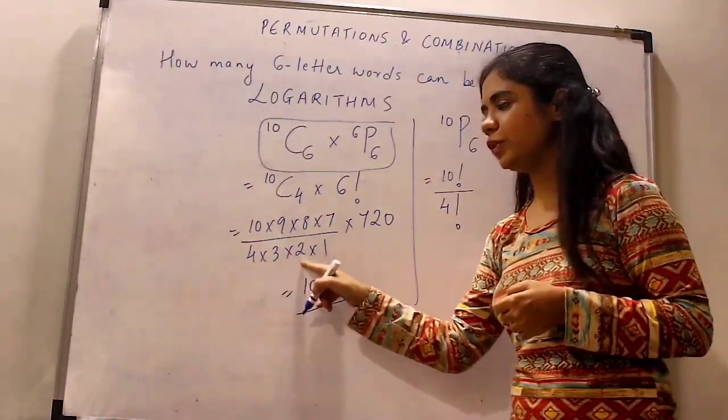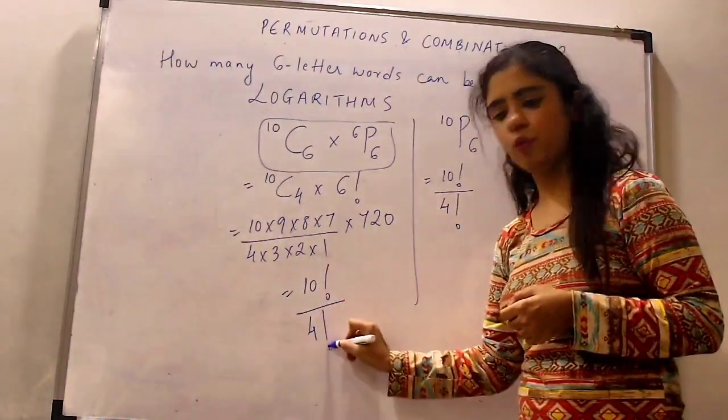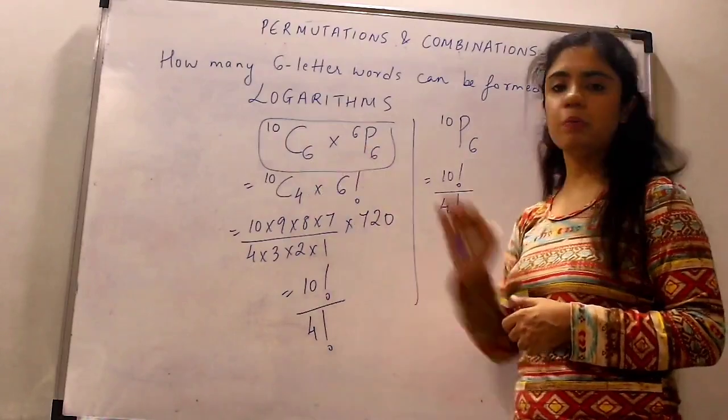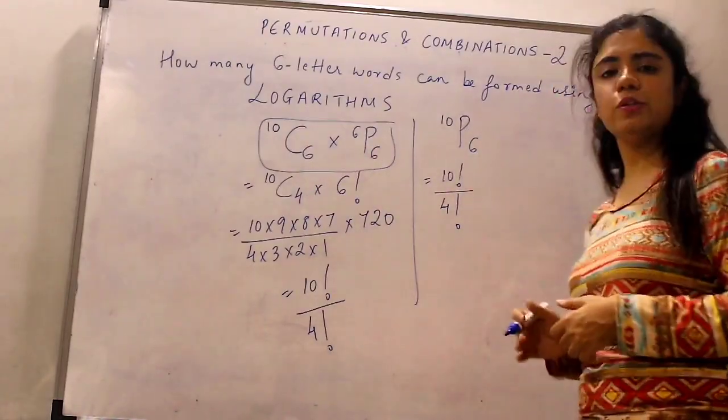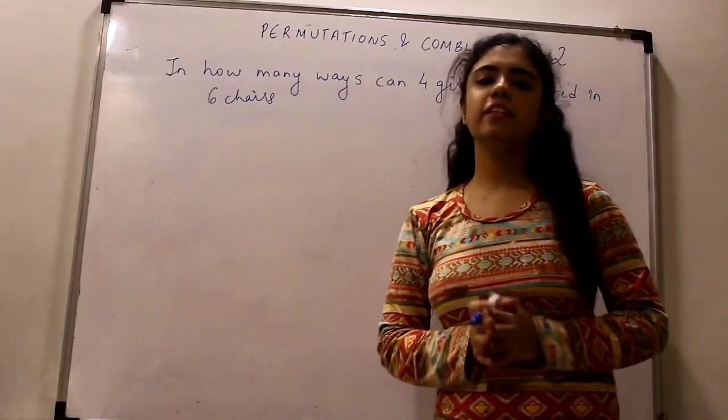upon 4 into 3 into 2 into 1 is nothing but 4 factorial. So you can use this process also, you will get the same answer. Now let's look at the next question.